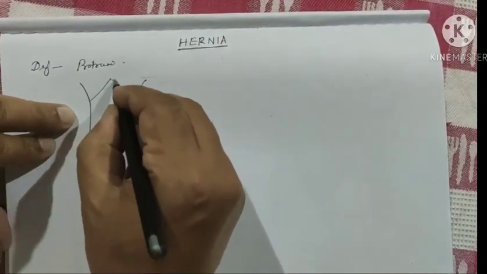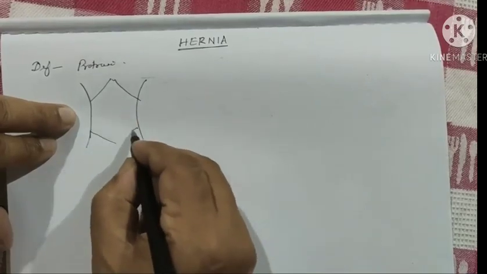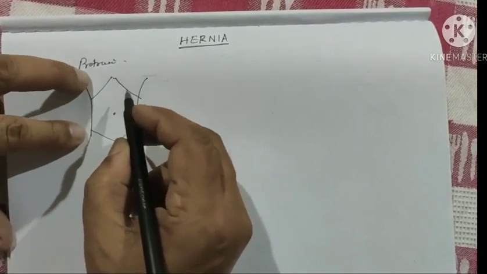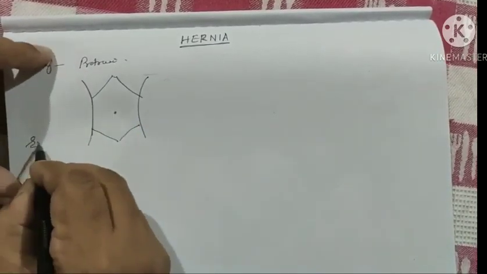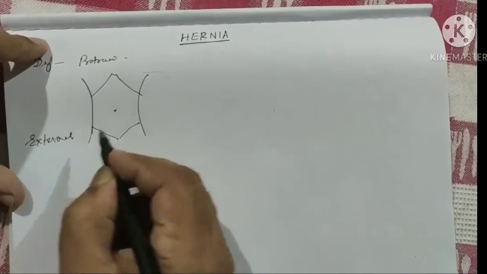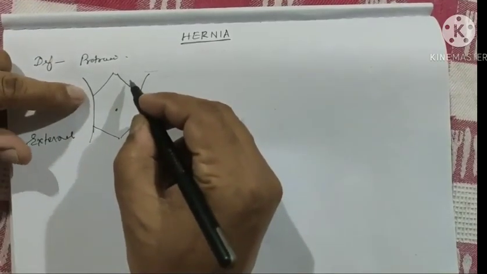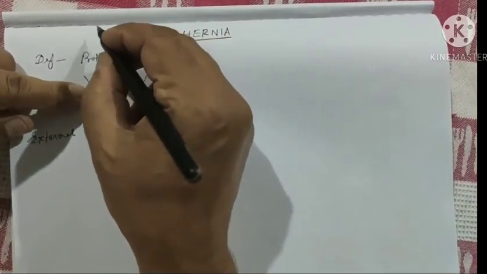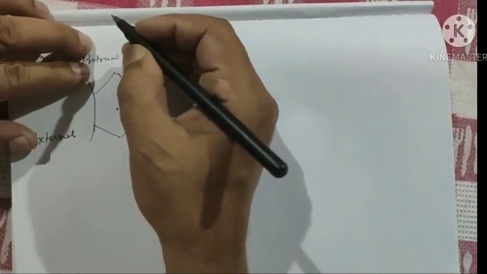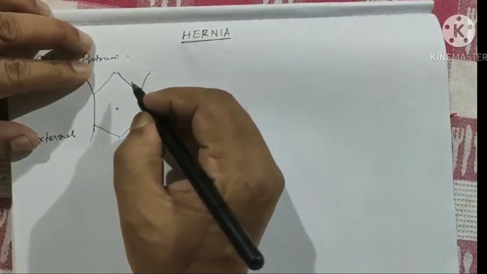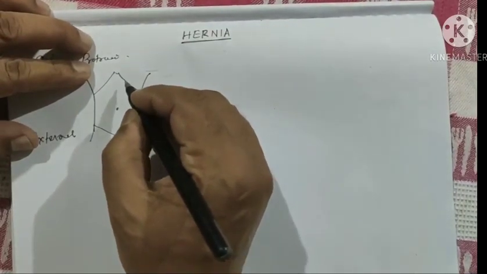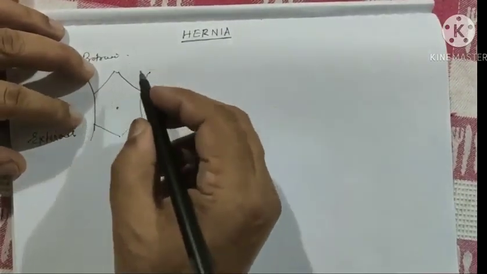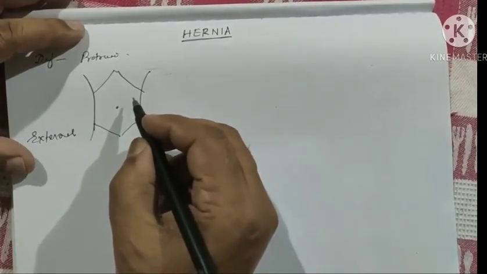So if you see, this is the abdomen, suppose, umbilicus. Most of the hernias are usually external, and some hernias are internal, like diaphragmatic hernia, herniation through the foramen magnum, and there may be herniation of the esophagus, which is known as hiatus esophageal hernia. So these are the internal hernias. Most common hernias are these external hernias.